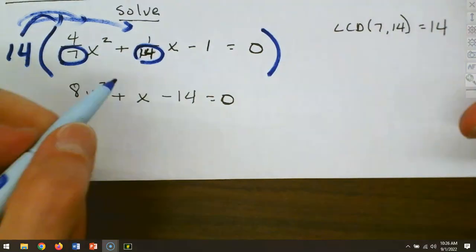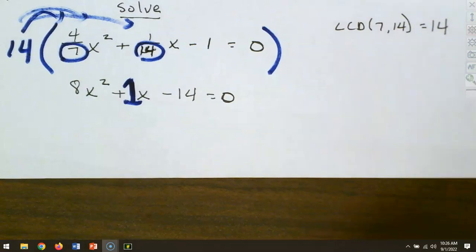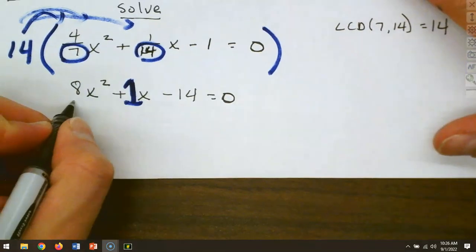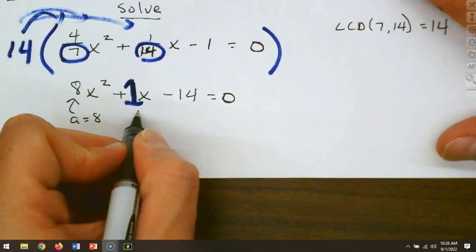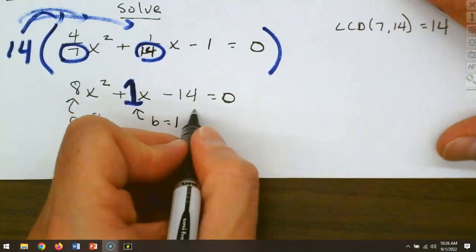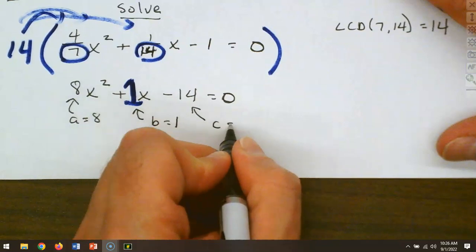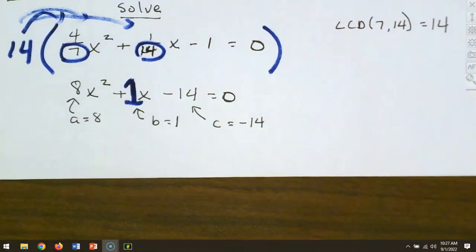If there's no number in front of the X, you can put a 1 there, just so you see what it is. You don't have to, but right now we're just learning, so I'm going to put that there. Now we have our A, which is 8, our B, which is 1, and our C, which is a negative 14. So that's where we're at so far.